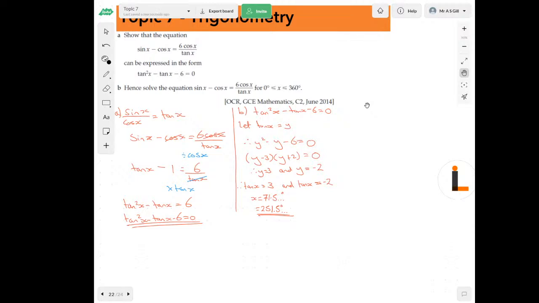And for the right hand side, the first value we get is minus 63.4. Obviously we don't include that because it's not in the range. However, we still need to use that to find the next set of values. Sorry, that should be 116.5. And 296.5 as well. So we get our 4 solutions for x there.